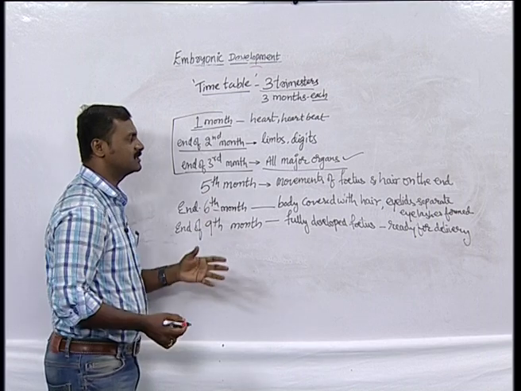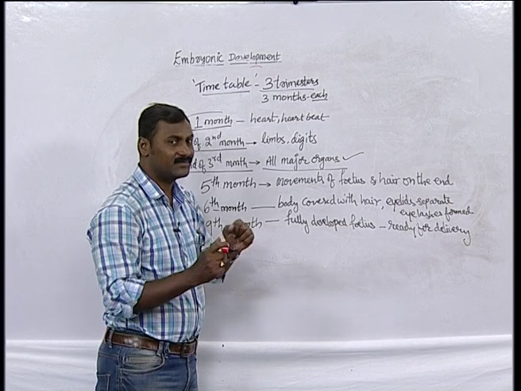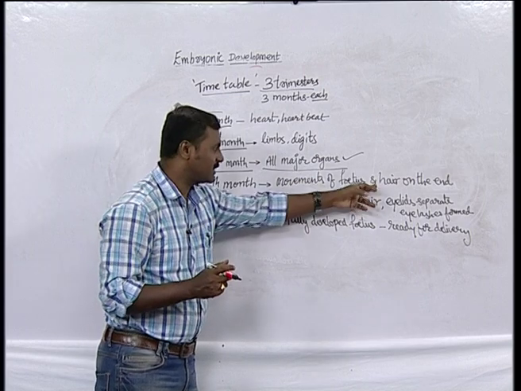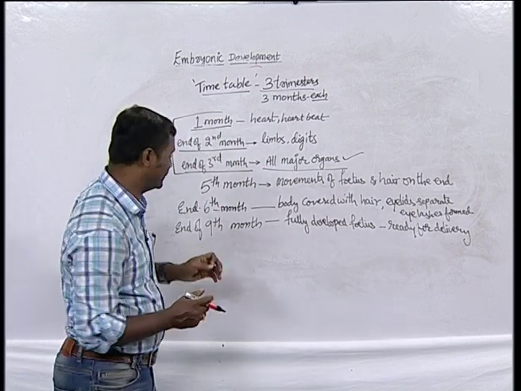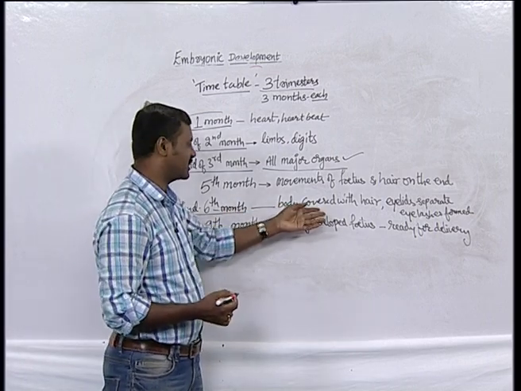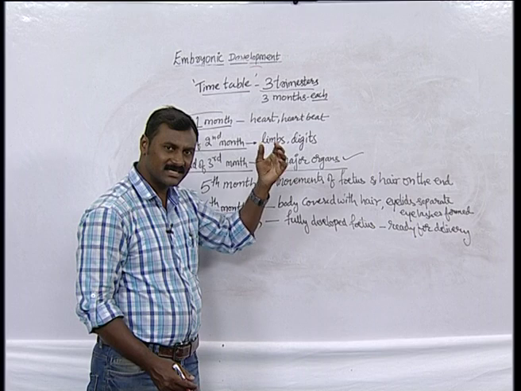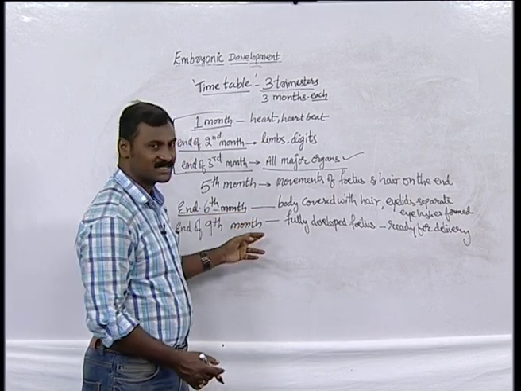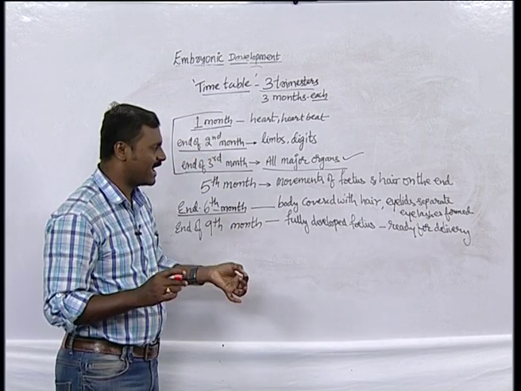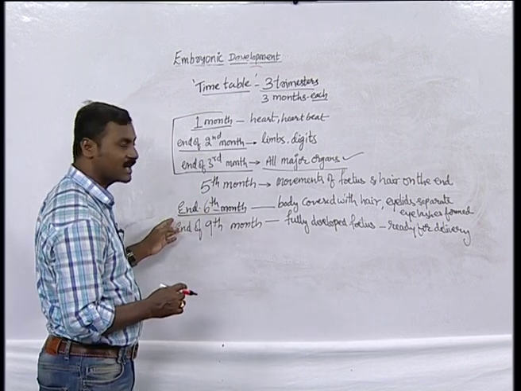Let us see the 5th month. In the 5th month we can see movements of the fetus, inside the fetus is going to move its limbs and head, and another thing is hair also appears on the head. At the end of the 6th month, the end of the 2nd trimester, the body is covered with hair. At the end of the 5th month only the head has hair, but at the end of the 2nd trimester, the end of the 6th month, we can see the body fully covered with fine hair, and eyelids are separated and eyelashes we can also notice at the end of the 2nd trimester.